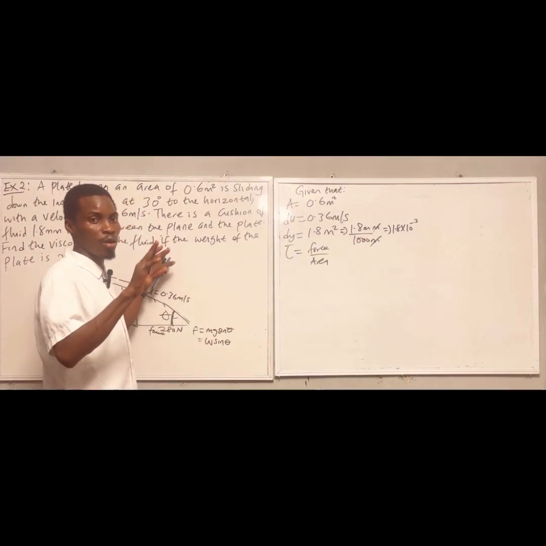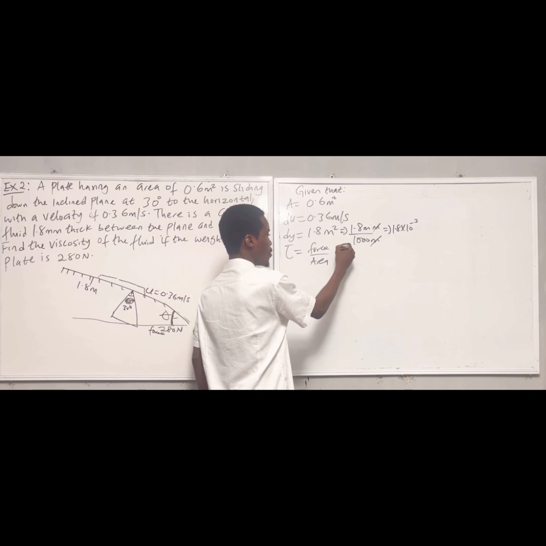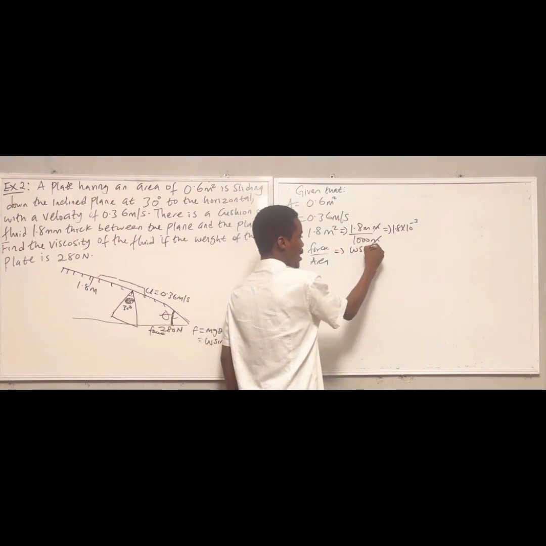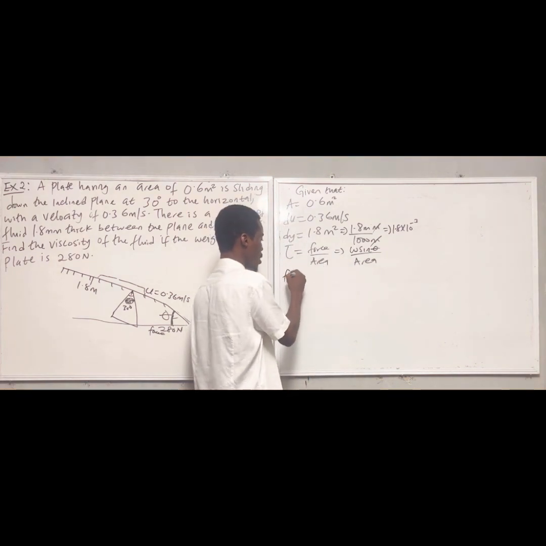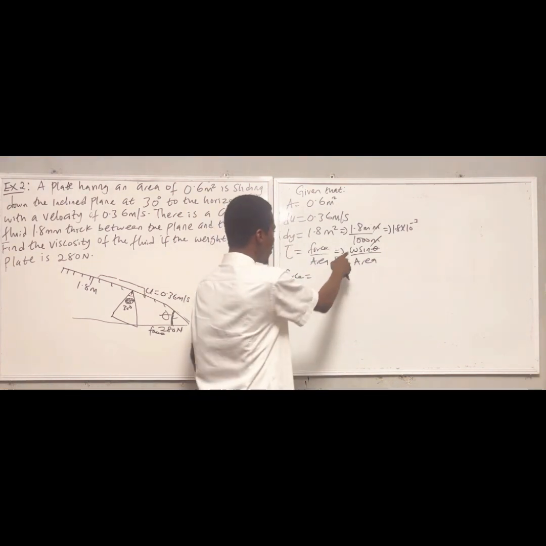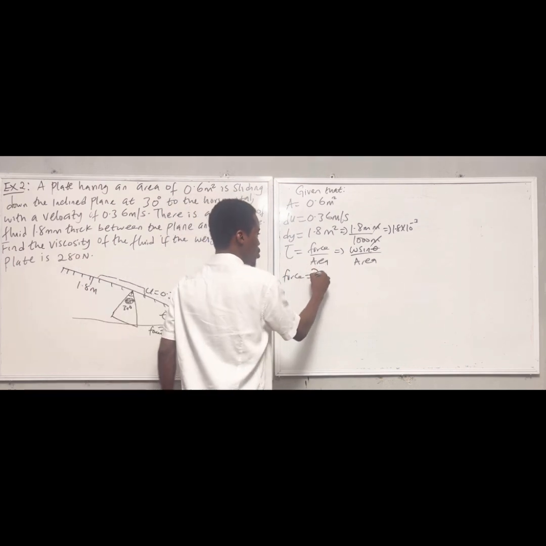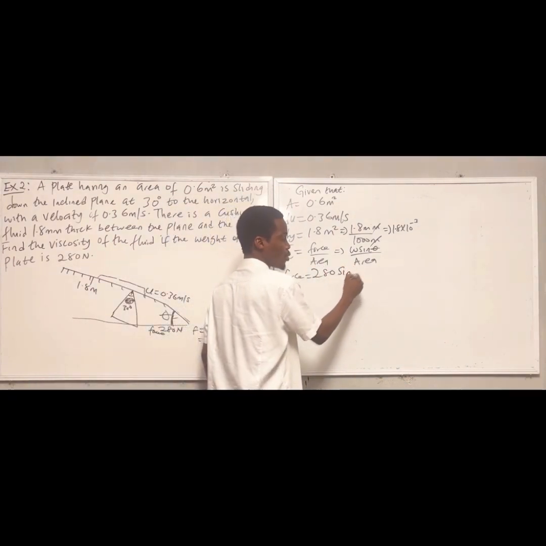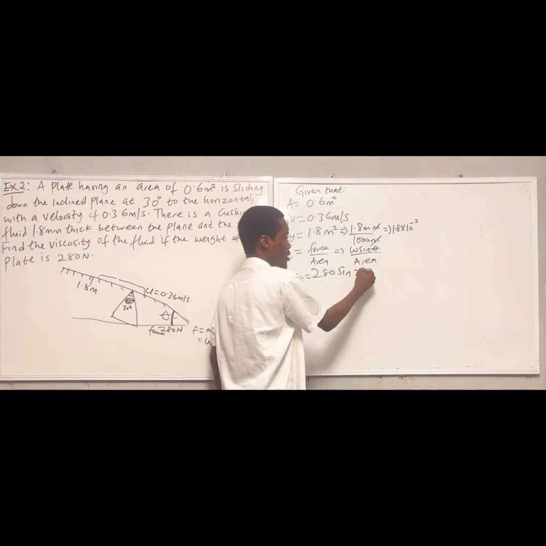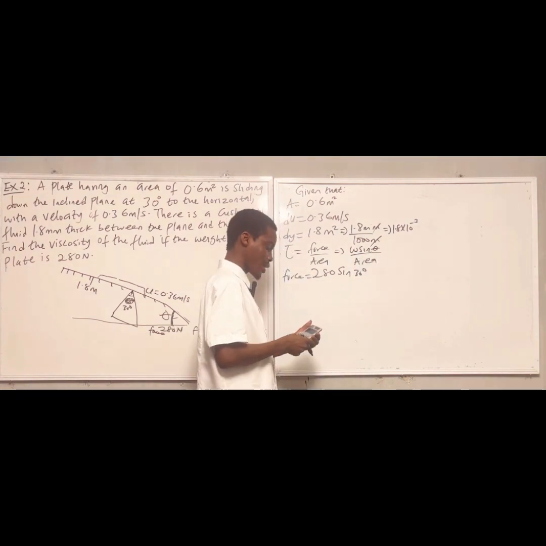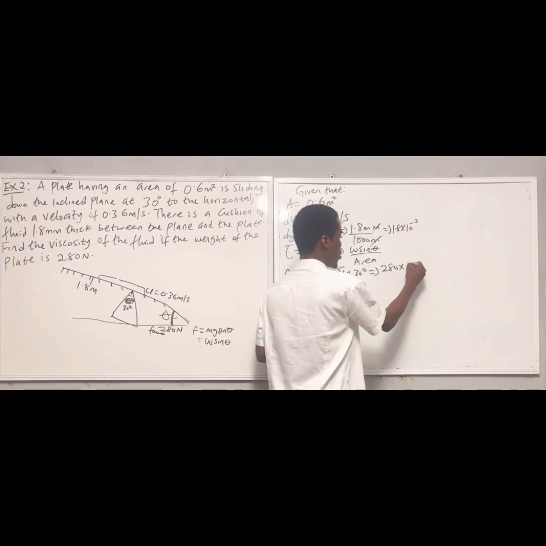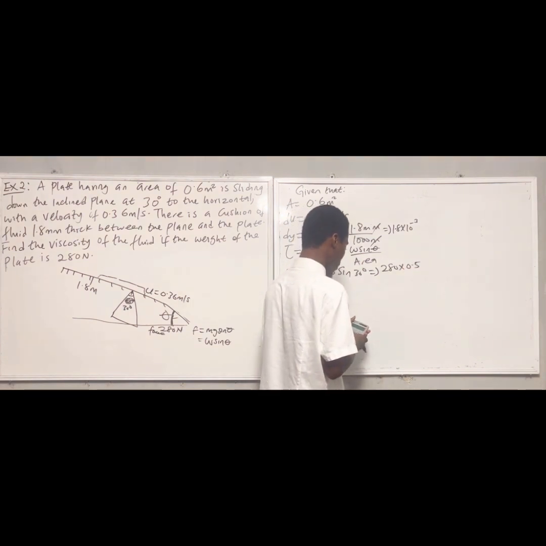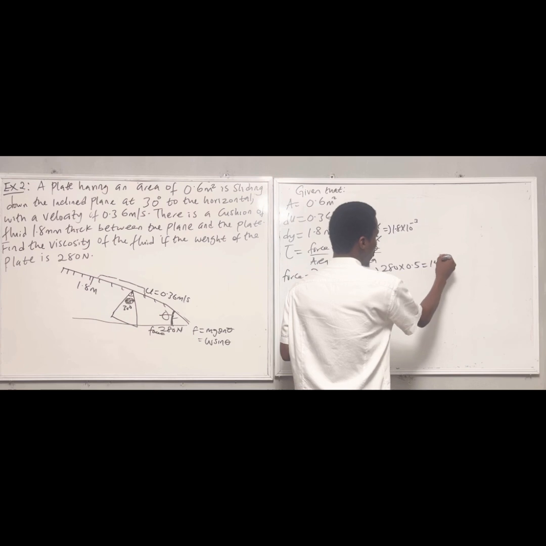is the horizontal component, which is weight sine theta. Our weight is 280 Newton, times sine theta, which is the angle 30 degree. What is sine 30? Sine 30 is 0.5. So we multiply 280 by 0.5, which gives us 140 Newton.